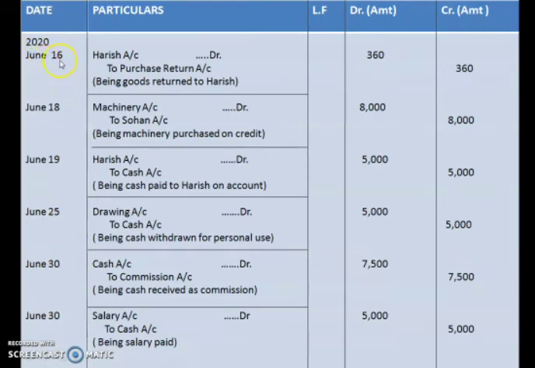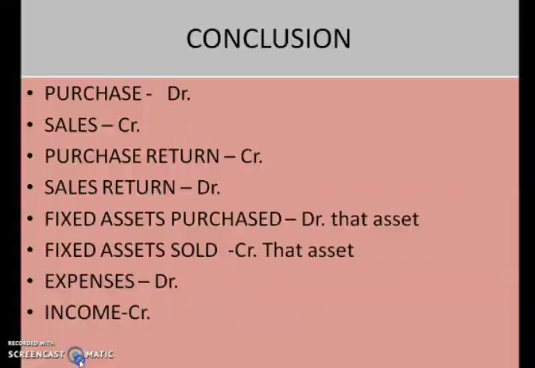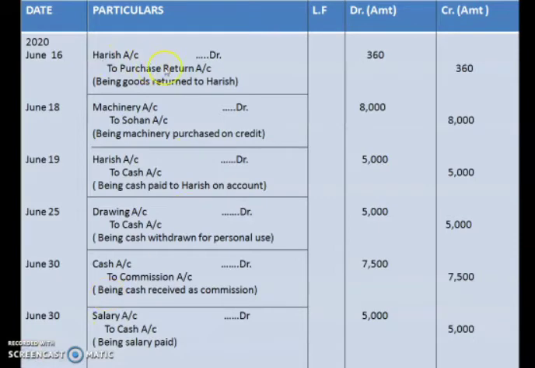You have to write June 16, Harish account debited to purchase return account. Children, you have to note down here that when we are purchasing an item, we are debiting the purchase account. When the purchase takes place, you debit it. When sales take place, we credit it. Purchase return, we have to go for the opposite of purchase. Purchase we debit, so purchase return will be credit. Sales will be credited. Sales return will be debited. Same is being done over here. Purchase return is credited, and who is debited here?